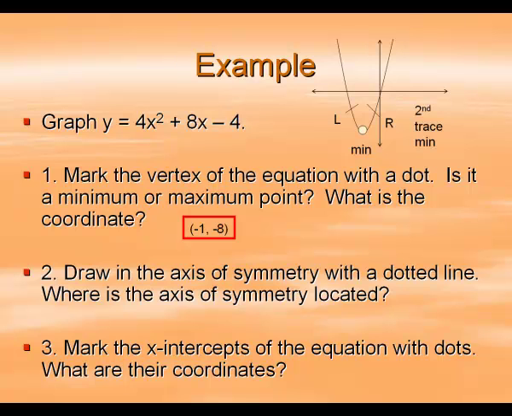Draw the axis of symmetry. This is the vertical line that cuts our parabola in half, matching the left and the right side together. The axis of symmetry goes through the x value of the vertex. X here is -1 at the vertex, so x equals -1 is the axis of symmetry.